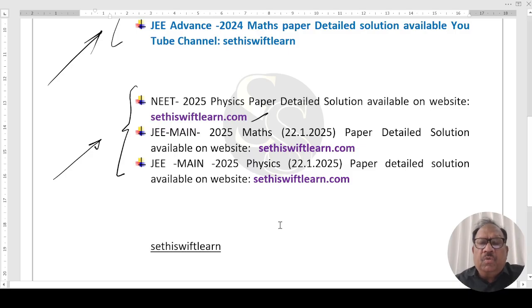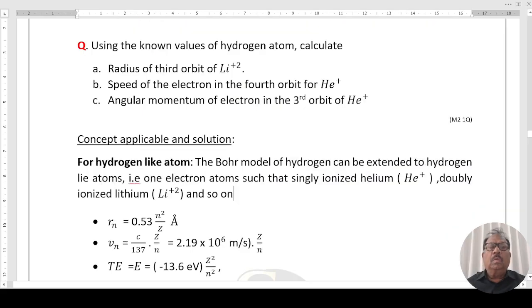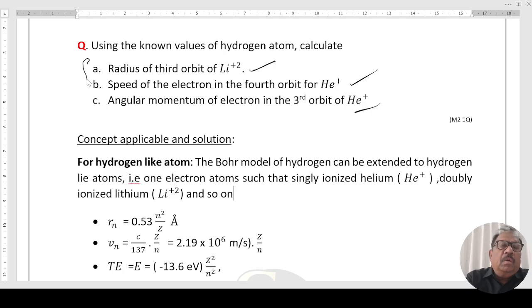Now let's start with the question. Using the known values of hydrogen, calculate the radius of the third orbit of lithium plus 2 ion, the doubly ionized lithium atom; the speed of the electron in the fourth orbit of the helium plus ionized atom; and the angular momentum of the electron in the third orbit of the helium plus ion. We have to find all three, right?